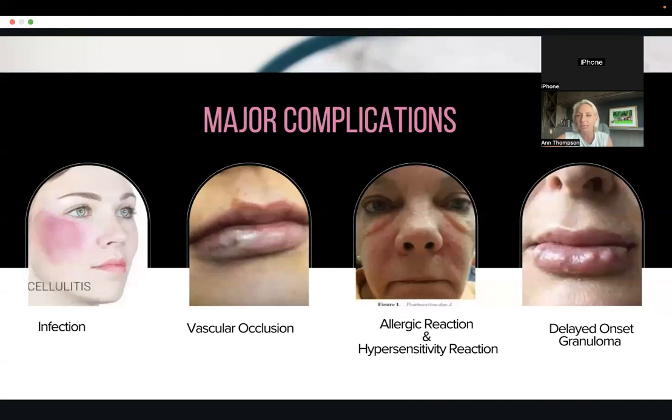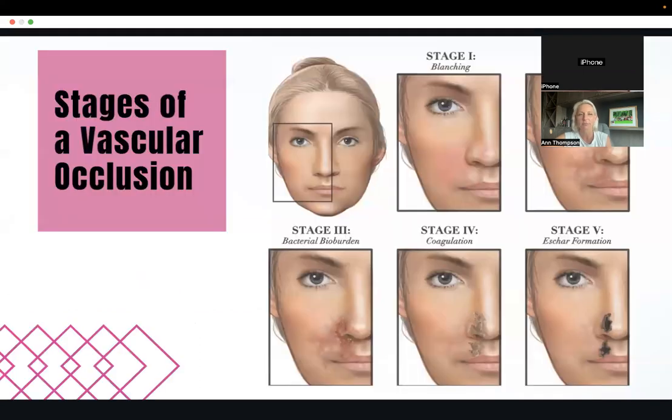These are the major complications that we went over in training. Infection is going to be like cellulitis. Obviously, the 2 types of VOs, a hypersensitivity or allergic reaction, and the delayed onset granulomas.